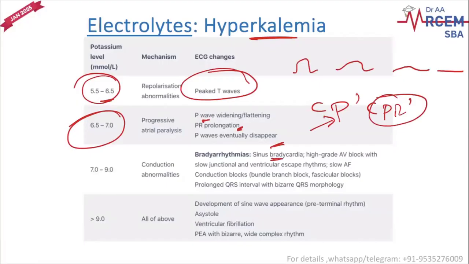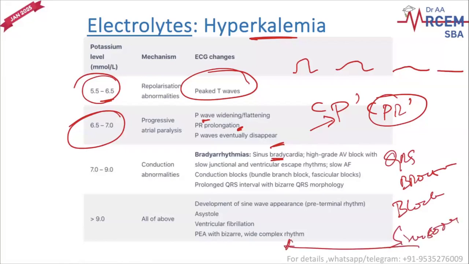Later on, there is a prolongation of everything, especially the QRS complex, which becomes bizarrely broad, and it goes into blocks. So bradycardia is seen. First degree, second degree, third degree heart blocks can be seen. And it becomes very broad. Then it is known as sinusoidal rhythm. After sinusoidal rhythm, usually they enter into asystole or cardiac arrest.